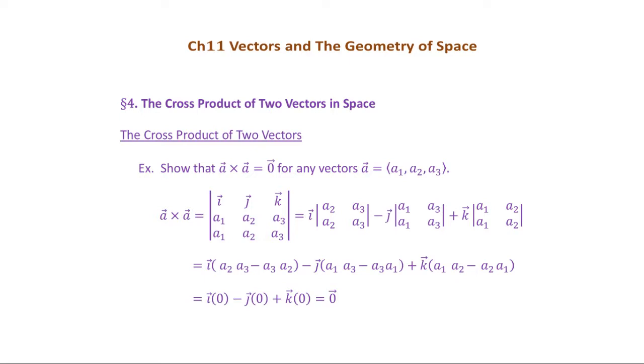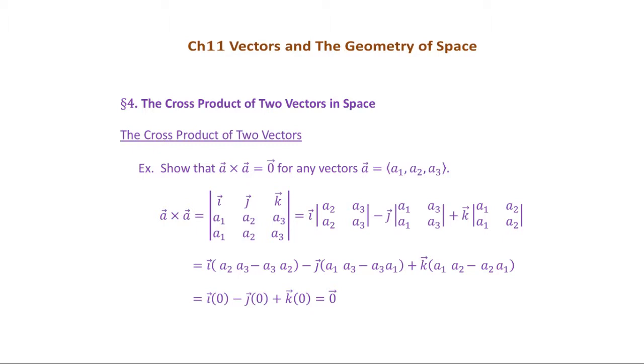So then you just expand this determinant by the first row. You get i times the determinant of the matrix A2, A3, A2, A3, minus j times the determinant of the 2 by 2 matrix A1, A3, A1, A3, plus k times the determinant of the 2 by 2 matrix A1, A2, A1, A2. So if you just compute each 2 by 2 determinant, you get i times (A2 A3 minus A3 A2) minus j times (A1 A3 minus A3 A1) plus k times (A1 A2 minus A2 A1).